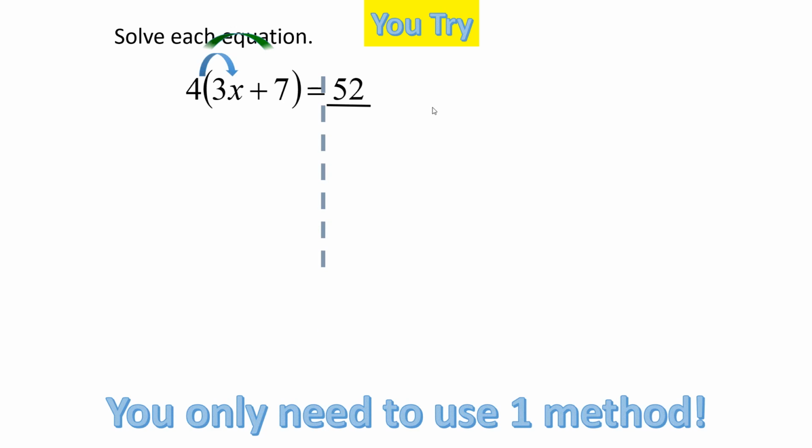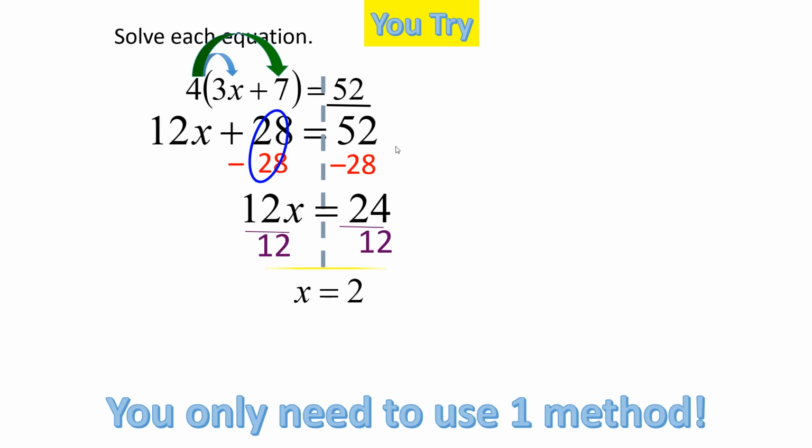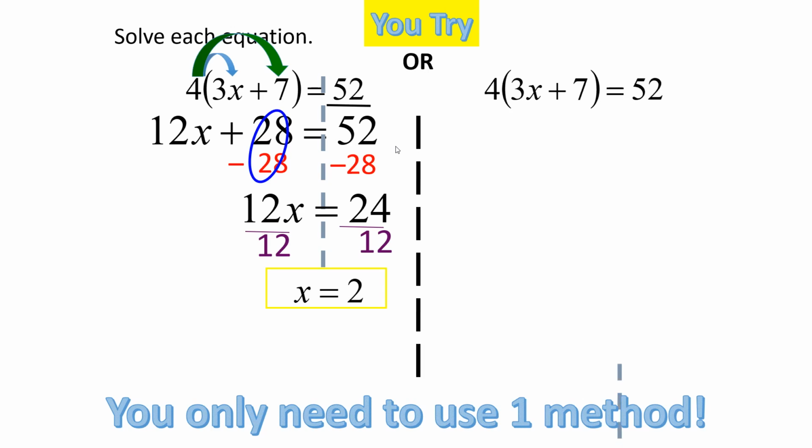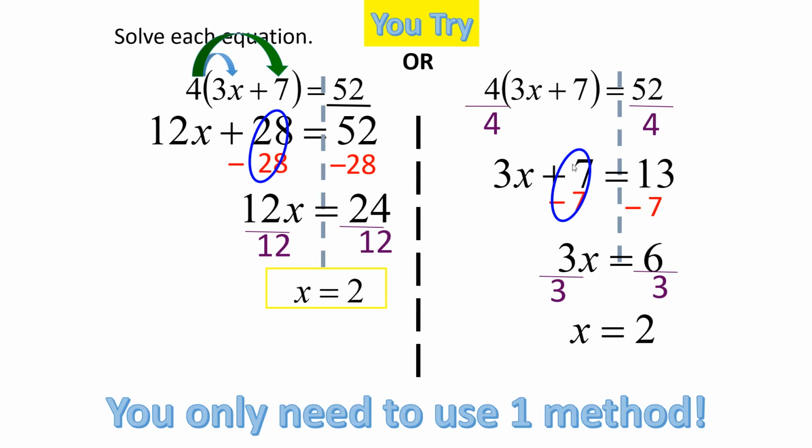So if you're using the first method, you would distribute the 4 to everything, and you'll get 12x plus 28 equals 52. And now we have a two-step equation. So we're going to subtract the 28 first to get rid of that. Then we're going to divide by 12, and x equals 2. Now, if you use the other method, you would divide by 4 to undo this first and then keep it balanced. Therefore, this amount just has a 1 in front of it, so it's the same thing. So now we would just do minus 7 on both sides, divide by 3. You'll get the same value as obviously the other method.